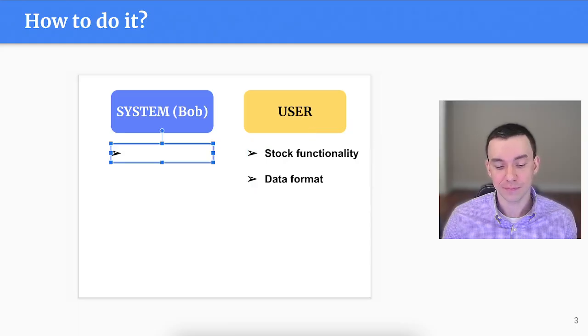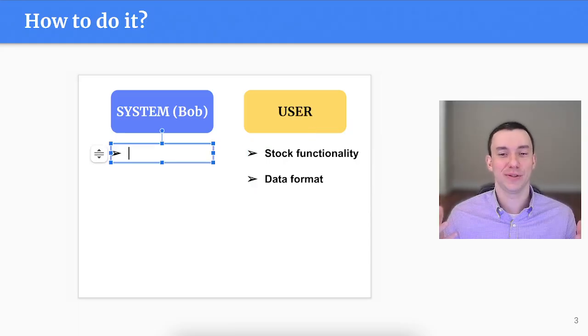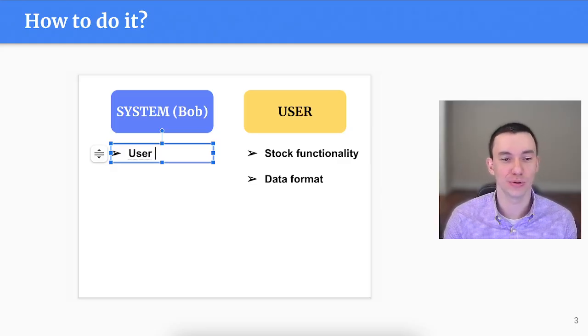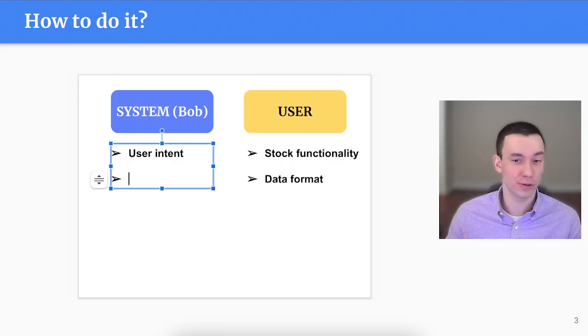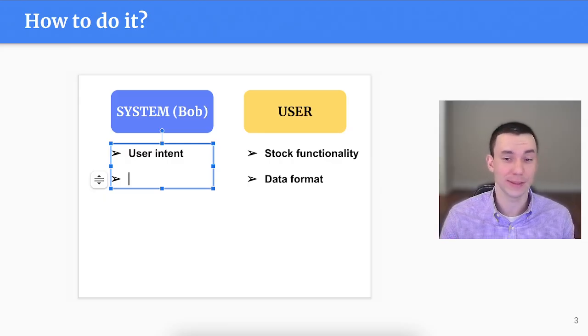Okay. So now, what does the system need to know about me as the user, right? The very first thing is user intent. The system actually needs to know, Bob needs to know that I want to look up stock prices. Just because I come up to Bob and start interacting with him doesn't mean I want to look up stocks, right?